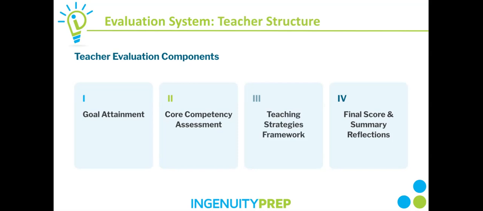For teachers, the evaluation system is built on the same foundation as everyone else: goals and competencies that combine to determine a final score. Goals still represent the what, and competencies still represent the how. Teachers also have 2 kinds of competencies. The first is the same 6 core competencies that every staff member is held to. The second is the teaching strategies framework, which evaluates classroom practice. Each of these components combine to determine a final score.